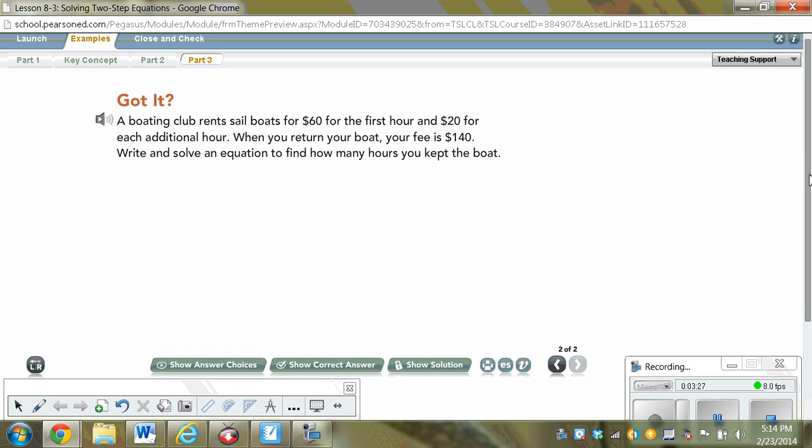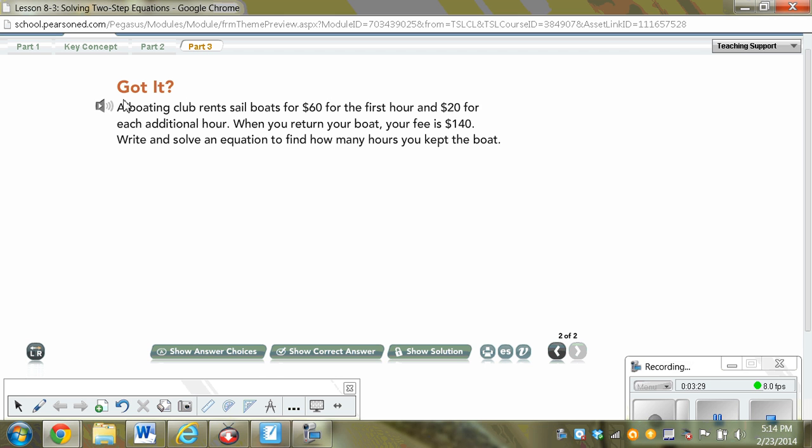Okay. A boating club rents sailboats for $60 for the first hour and $20 for each additional hour. When you return your boat, your fee is $140. Write and solve an equation to find how many hours you kept the boat. Often you would do something like this in advance to see how long you could keep it and still afford that boat. So let's see.